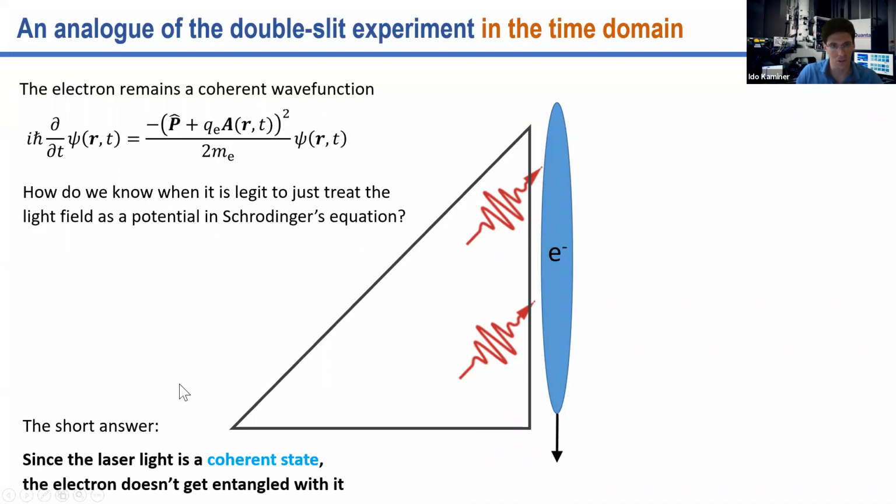And the short answer is that it is true almost as a coincidence. Since the laser light is a coherent state, the electron doesn't get entangled with it. And that means that we can think about the electron as remaining coherent with no effect of collapse in any way. And that's almost a coincidence. And I want to say a few words of why this happens before I go away to regimes where this is not legit anymore. Okay, and then writing the Schrödinger equation with a time-dependent potential will not be legit.